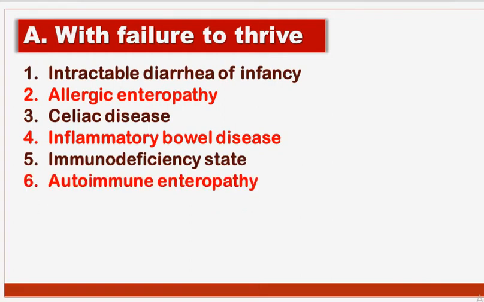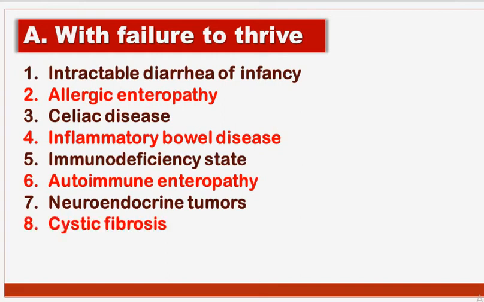Autoimmune enteropathy, the same. And the neuroendocrine tumors. This is by the presence of what's called the vasoactive intestinal peptide secreting tumors inside the intestine, and of course associated with failure to thrive. Cystic fibrosis, also we will talk about it in detail in a further lecture.